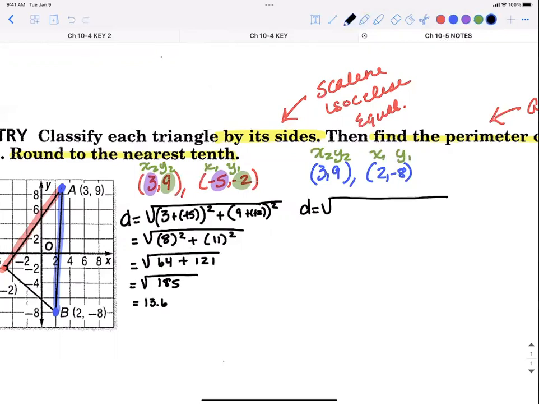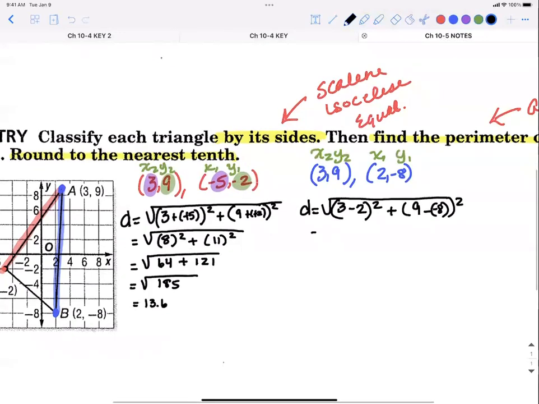So now I'm going to plug it in. X2 is 3 minus, I'm sorry, yeah, minus 2. And I'm going to square that. Plus my change in my y's. So it's 9. Notice it's 9 minus a minus 8. So you've got to be careful here. We're going to square that. 3 minus 2 is 1 squared plus 9 minus a minus. That goes plus. So 9 plus 8 is 17 squared.